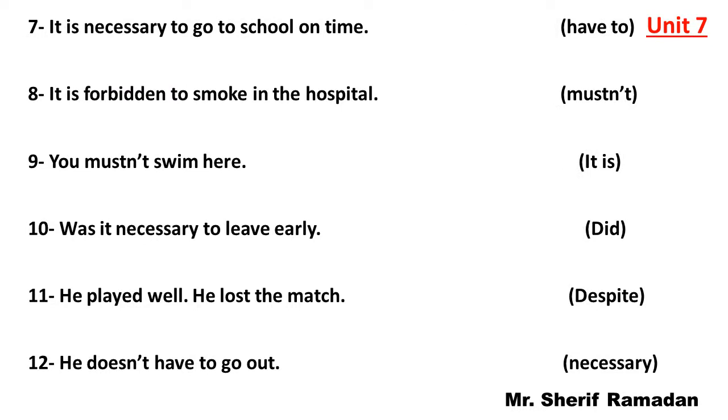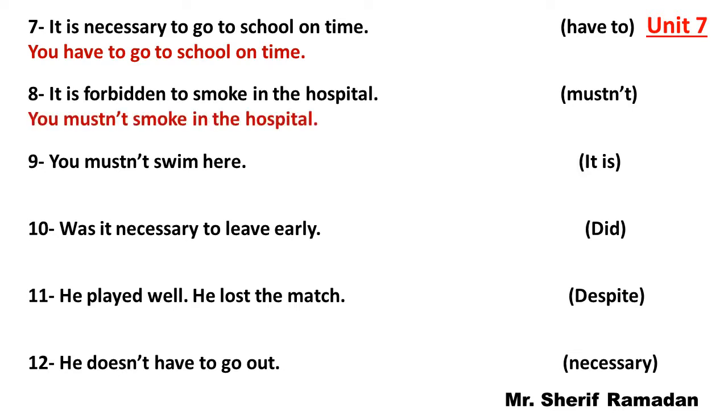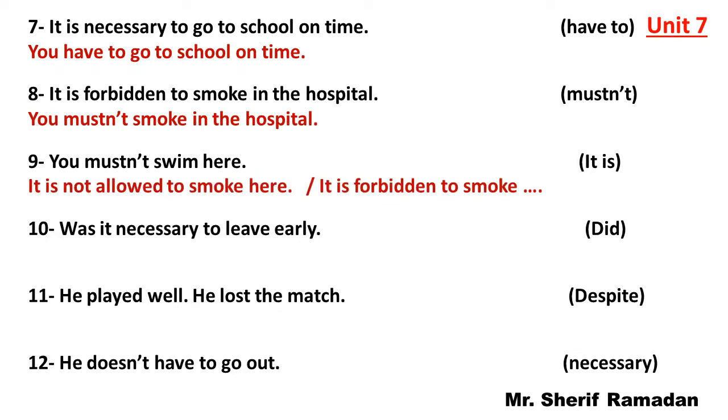It is necessary to go to school on time يعني من الضروري أن تذهب إلى المدرسة في الوقت المحدد. استخدم have to، بقول you have to go to school on time. It is forbidden to smoke in the hospital. استخدم mustn't، يبقى you mustn't smoke in the hospital. You mustn't swim here. It is طبعا بقول it is not allowed أو ممكن أقول it is forbidden to smoke here.